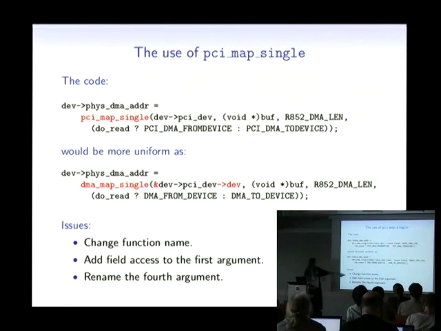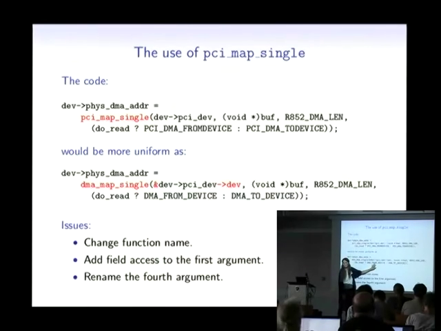Oh, so what we need to do is we need to change the function name. We need to add a field access to the first argument. And then there's something a bit subtle that's going on down here, which is here we had PCI DMA from device. Here it has to become DMA from device. Here it's PCI DMA to device. Here it has to become DMA to device. So we need to rename the last argument.